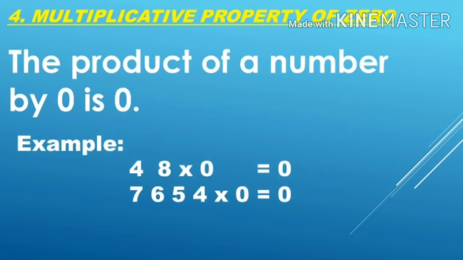The fourth property is the multiplicative property of 0. According to this property, when a number is multiplied by 0, you will get the answer 0. अगर हमने किसी नंबर को 0 से मल्टीप्लाई किया तो हमें आंसर में 0 ही मिलता है. आप एग्जाम्पल देख सकते हैं, 48 को हमने 0 से मल्टीप्लाई किया, आंसर में हमें 0 मिला. सिमिलरली मैंने 7654 को 0 से मल्टीप्लाई किया तो आंसर में हमें 0 ही मिलेगा. This is called the multiplicative property of 0.